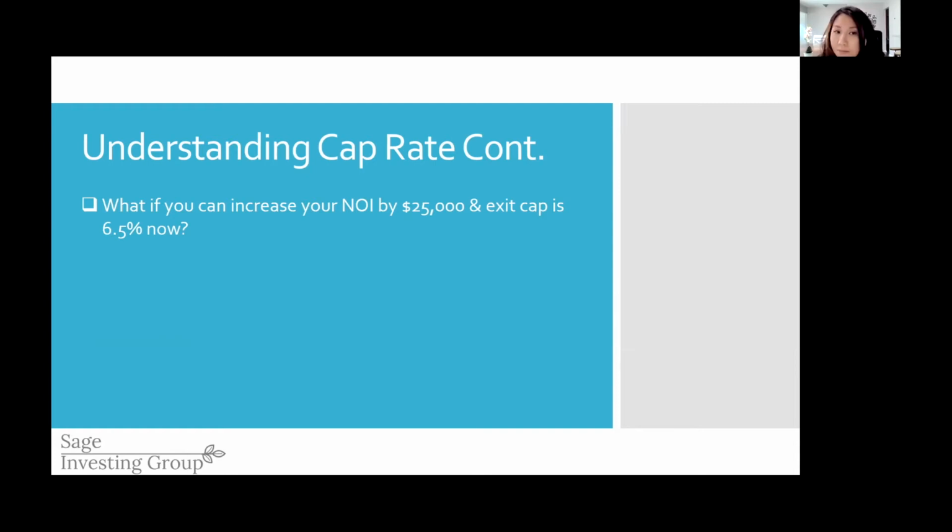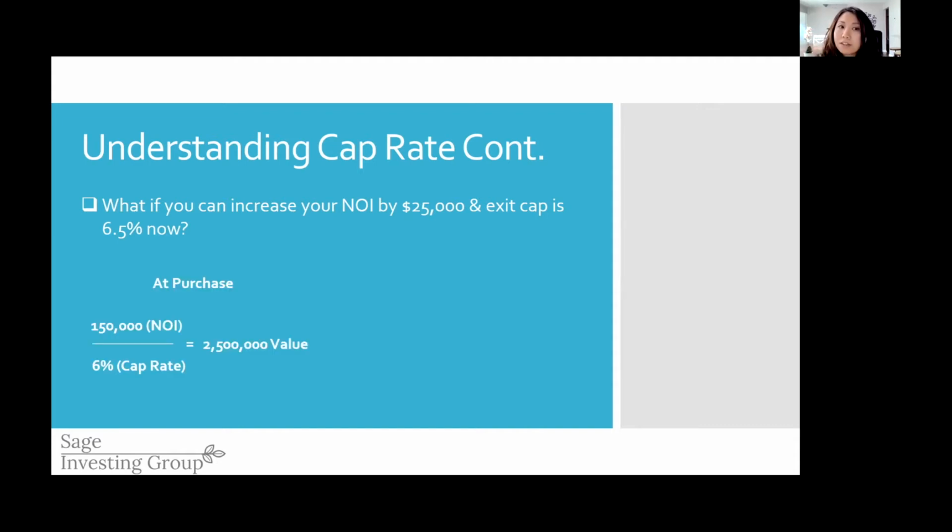Now, let's say the same scenario, but your exit cap rate is now at 6.5%, meaning the market is not doing so well as when you entered. Perhaps the population is declining, or employers are moving out of the market. So just to list a few examples, for these reasons, the cap rate will go up from 6% to 6.5%.